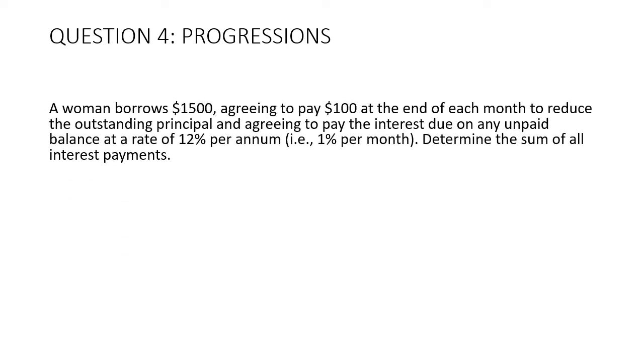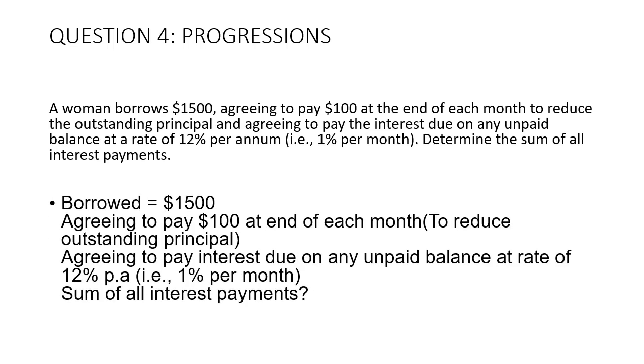Question 4. Progressions. A woman borrows $1,500, agreeing to pay $100 at the end of each month to reduce the outstanding principal and agreeing to pay the interest due on any unpaid balance at the rate of 12% per annum. Therefore, there are 12 months in a year, so 1% per month. Determine the sum of all interest payments. There is some information that we can note. The borrowed amount is $1,500, agreeing to pay $100 each month.